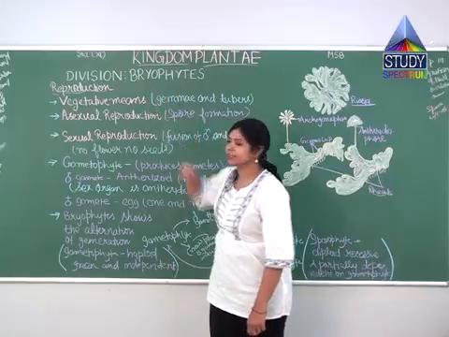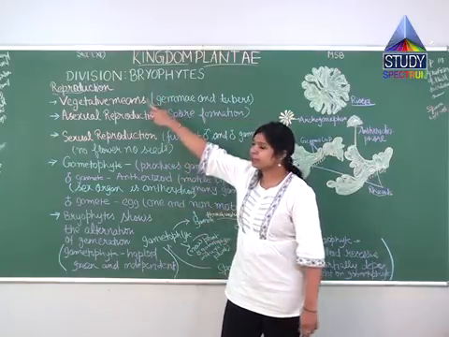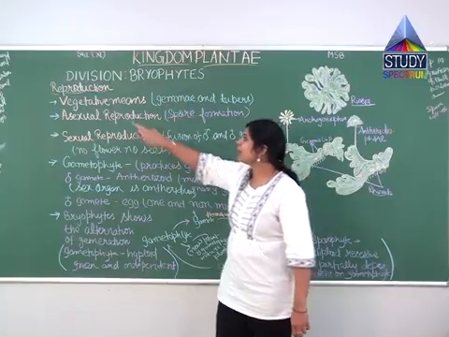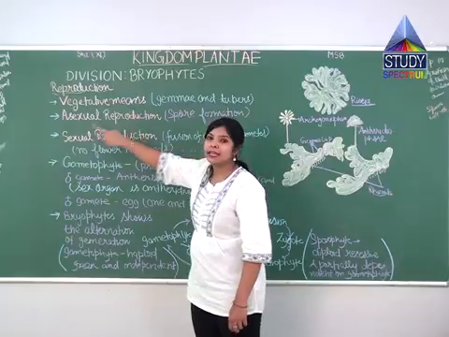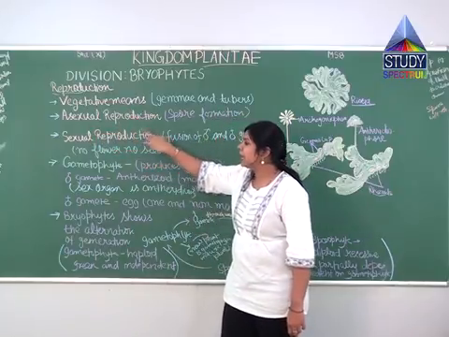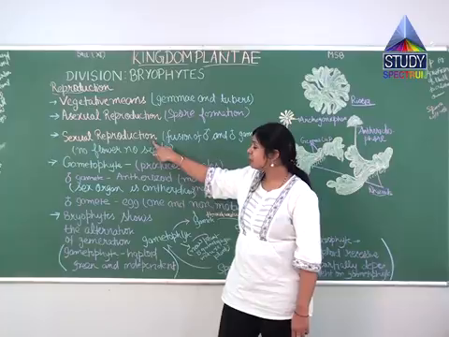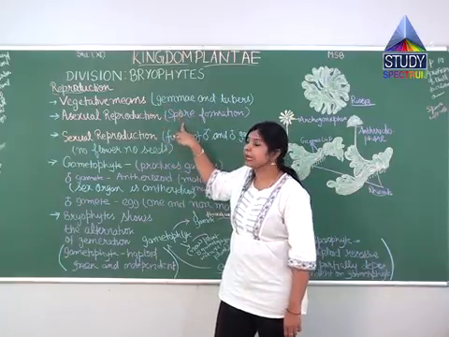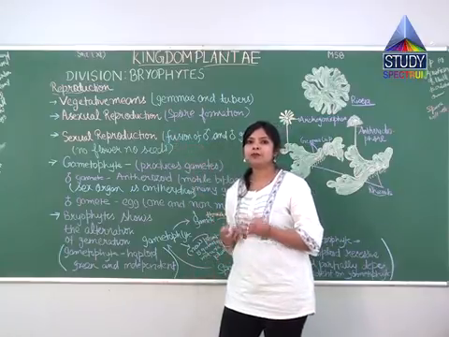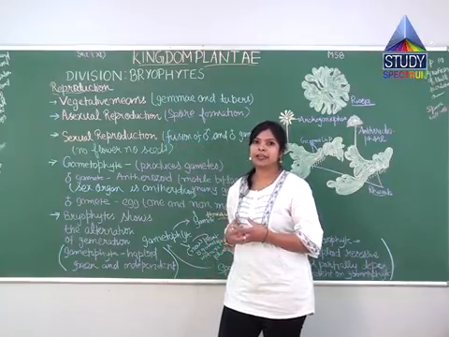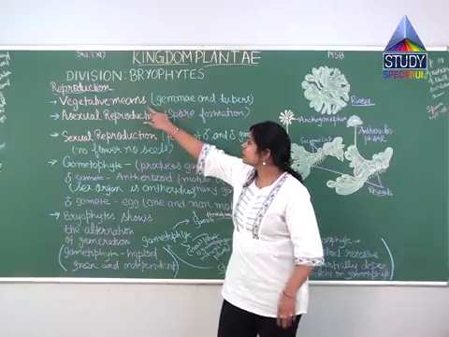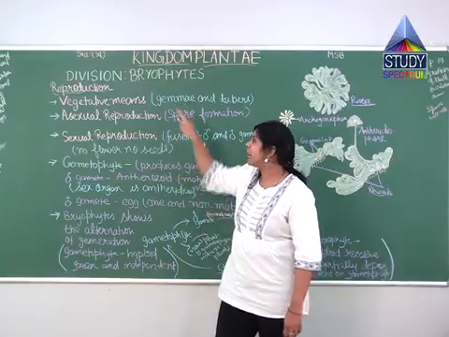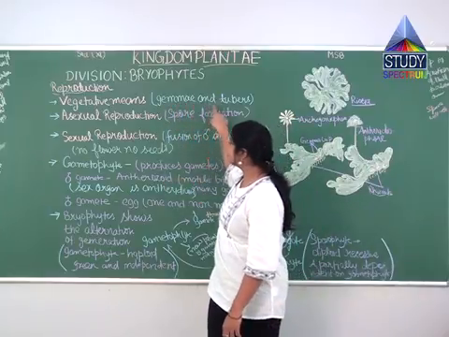Reproduction in bryophytes. If you talk about reproduction, bryophytes also reproduce by three methods: one is vegetative means, next is asexual reproduction, and another one is sexual reproduction. If I talk about vegetative means, what happens in this kind of reproduction? Here the part of the body breaks and gives rise to a new individual. So vegetative means will be fragmentation, and here in bryophytes it happens with the help of gemma and tubers.